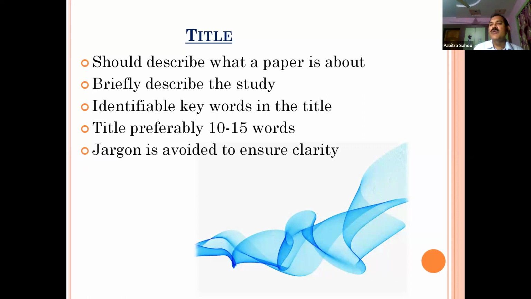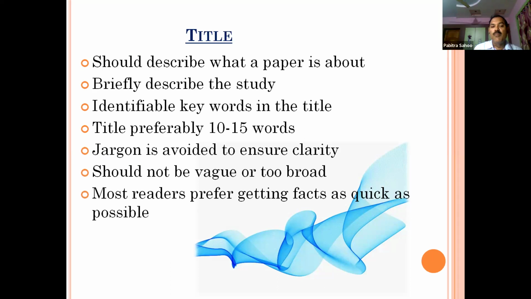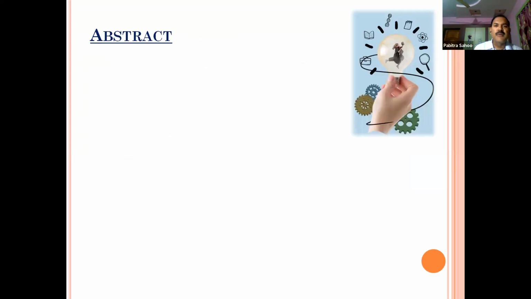Clarity should be ensured. Jargon should be avoided. Do not use vague words, and the title should not be too broad. It should be very specific. Most readers prefer getting facts as quickly as possible. They don't have patience. They have to download 10, 15, 20 articles on their interest, so nobody has the time to go through the total article, or even the abstract. So the title must be catchy enough and should carry keywords that increase the visibility of your article.